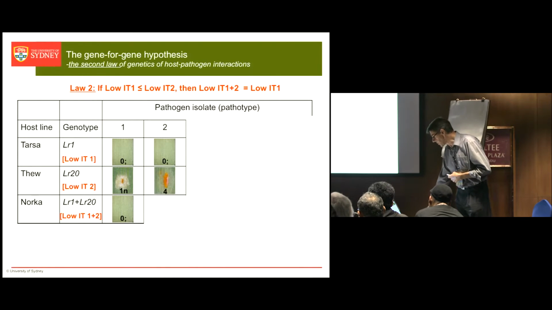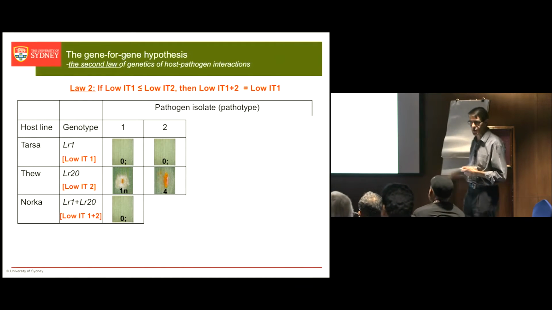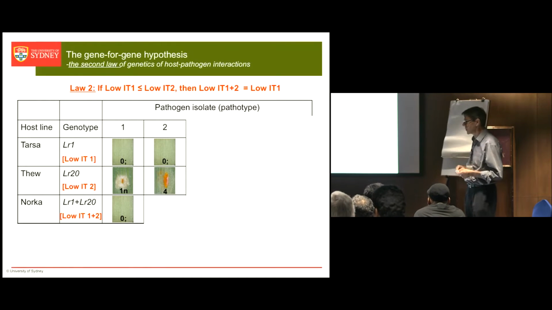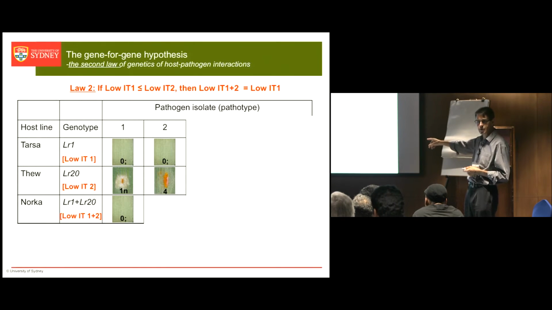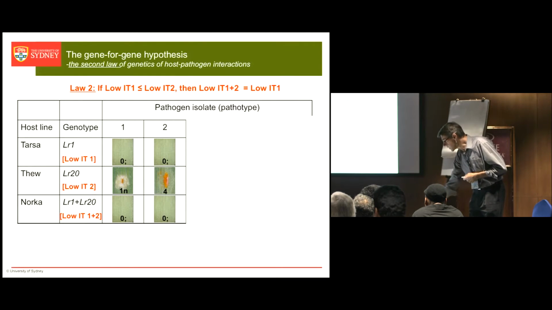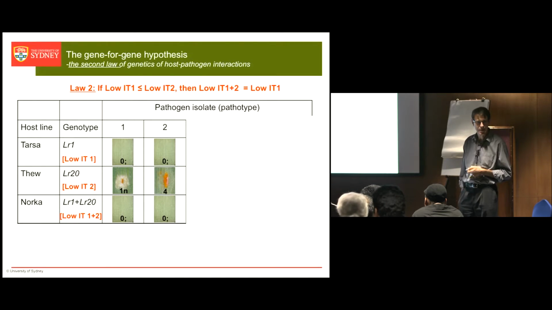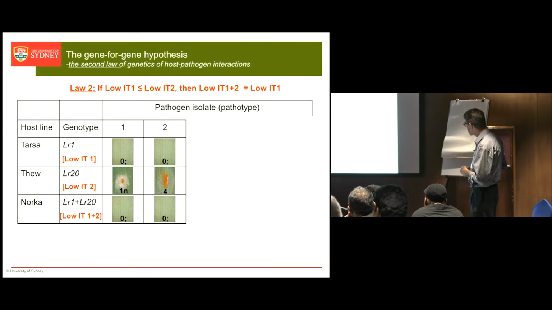Here's another pathogen isolate, another pathotype, a different one. This one carries the corresponding avirulence gene for LR1, but is virulent for LR20. What do you think we're going to get with those two genes now? What infection type will we see with this pathogen isolate? That's right. All right, so what we're seeing here is the effect of LR1. We've rendered LR20 ineffective. It's no longer effective, but we're seeing the effect of LR1, the lower infection type of the two.